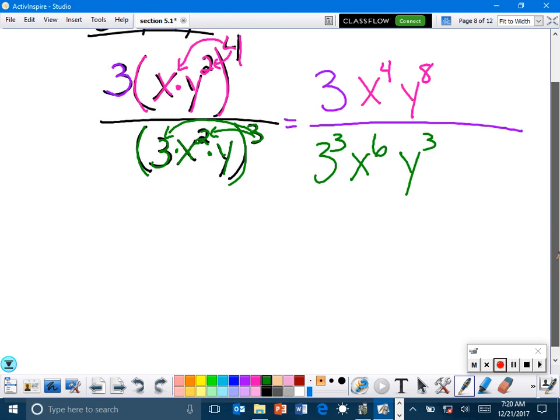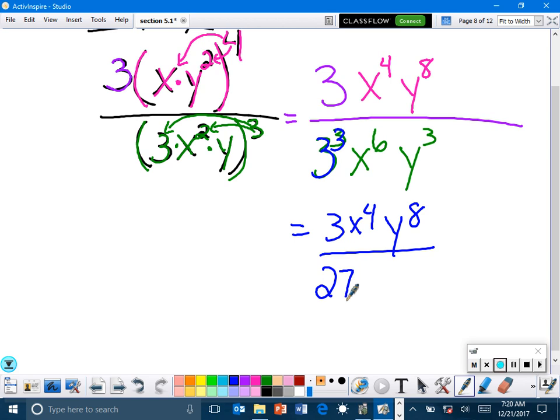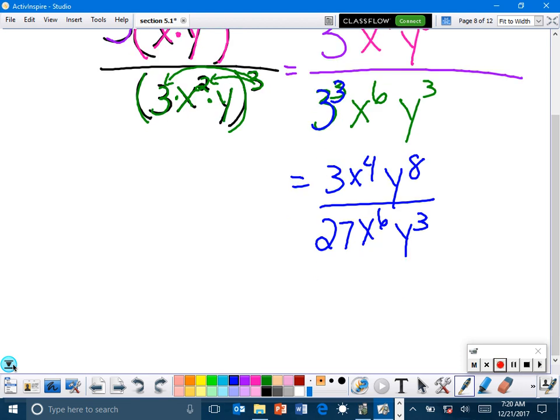Okay, now I'm not done yet. I'm going to rewrite this, so the numerator is 3x to the 4th, y to the 8th, all over. Now, 3 to the 3rd power becomes 27, and then I have x to the 6th and y to the 3rd. All right, now, I've got to simplify. So I'm going to take 3 over 27, and I'm going to reduce it. That becomes 1 over 9.